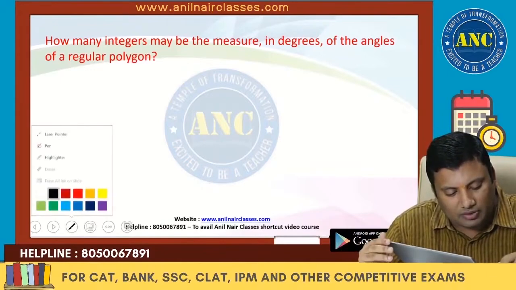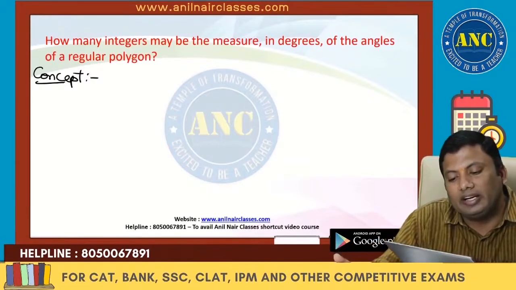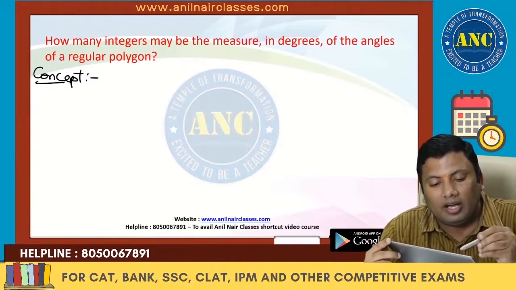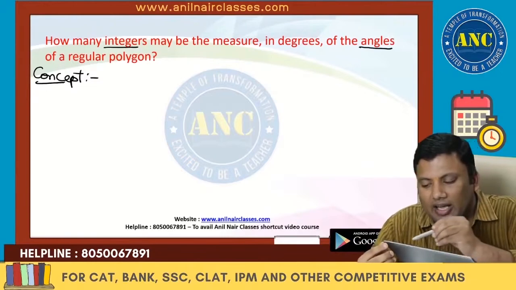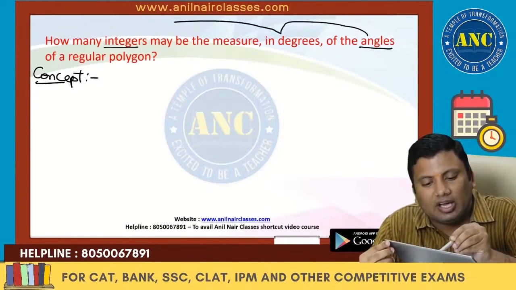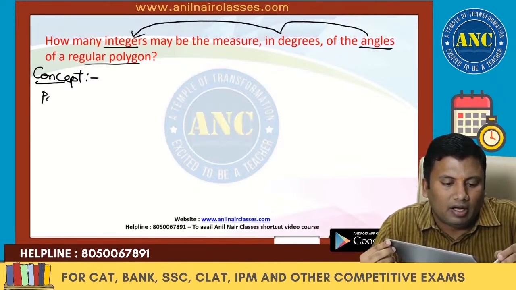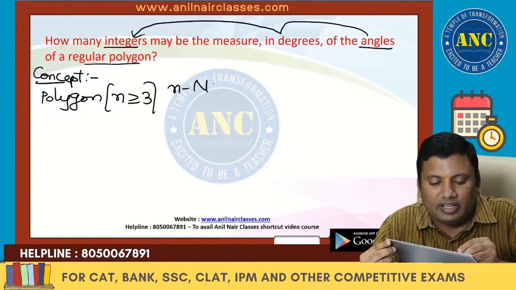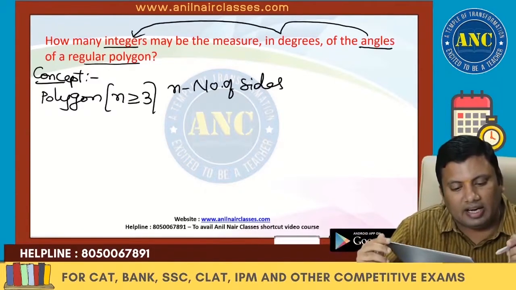Now see here. First we will see the concept. How many integers may be the measure in degrees of the angle of a regular polygon? He is asking about the angle, meaning the interior angle, in degrees. How many integral values can it take in a regular polygon? A polygon is nothing but n greater than or equal to 3, where n is the number of sides. Polygon is nothing but an n-sided closed figure, n greater than or equal to 3.